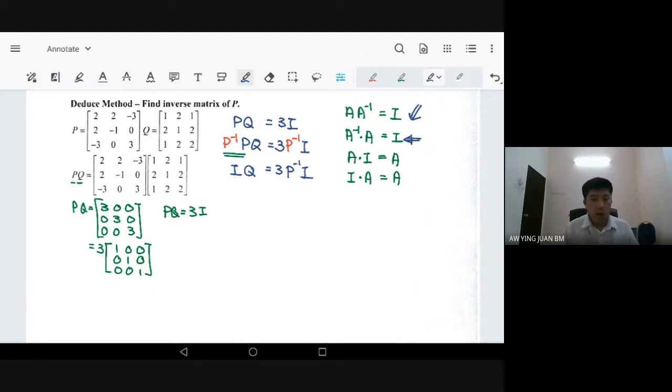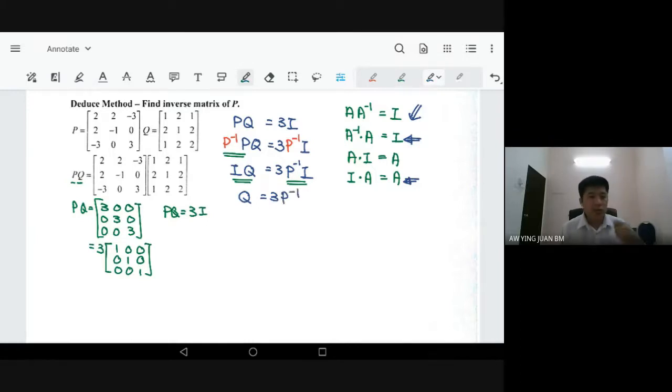Next, focus on the situation where we have I multiplied with any matrix A. We will obtain the matrix A. Same for this part, I multiplied with Q, we will obtain Q, equals to 3. Focus on this part as well. P inverse multiplied with the I, again we will obtain the P inverse.